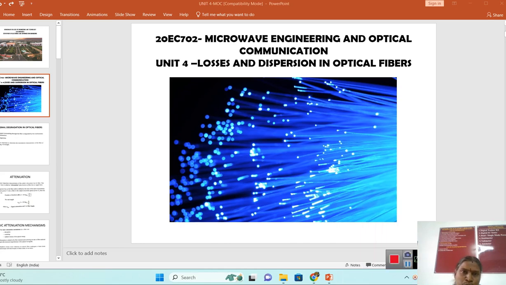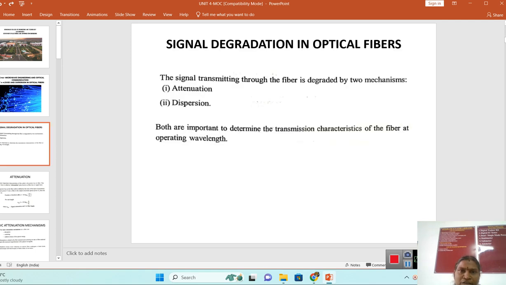To everyone. Today we are going to see about Unit 4, losses and dispersion in optical fibers. Signal degradation in optical fiber: basically we have two types of degradation mechanism. One is attenuation and the other is dispersion. Both are important characteristics of an optical fiber for finding the operating wavelength. These are the two types of error that can occur after receiving the optical signal on the receiver side.